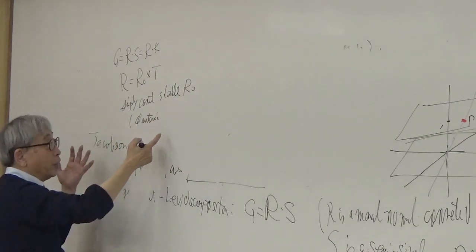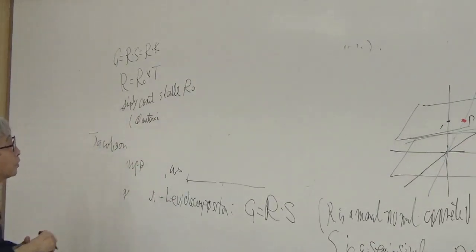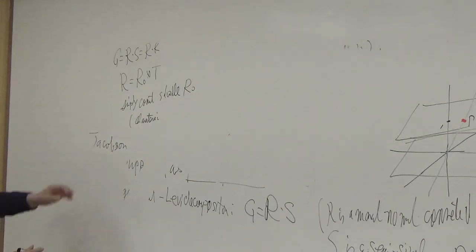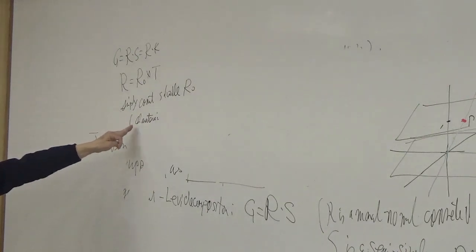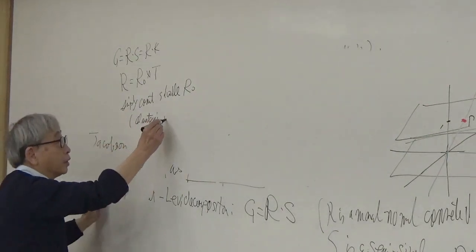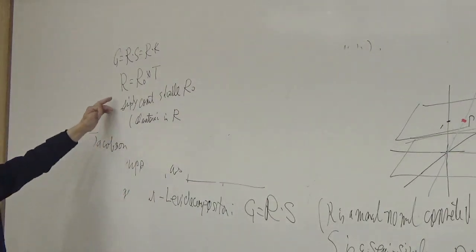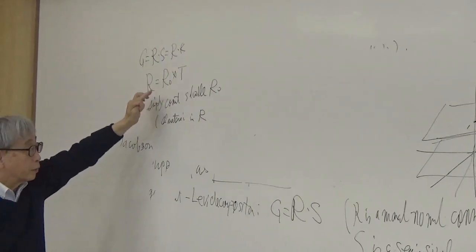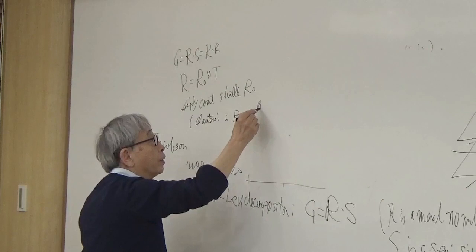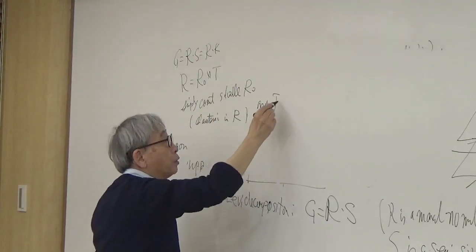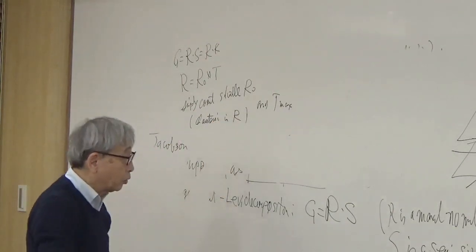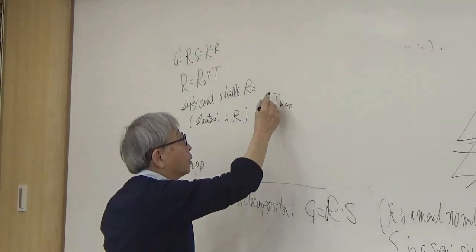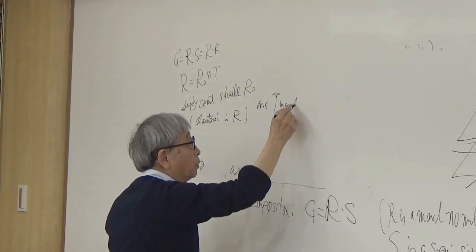This comes from the real algebra, but I'm just translating to the group. Then in general R has a simply connected solvable subgroup R0 such that it is characteristic in R, that is, any given automorphism of R preserves R0. And T is a maximal torus. For a solvable group, the maximal compact group is always a torus.